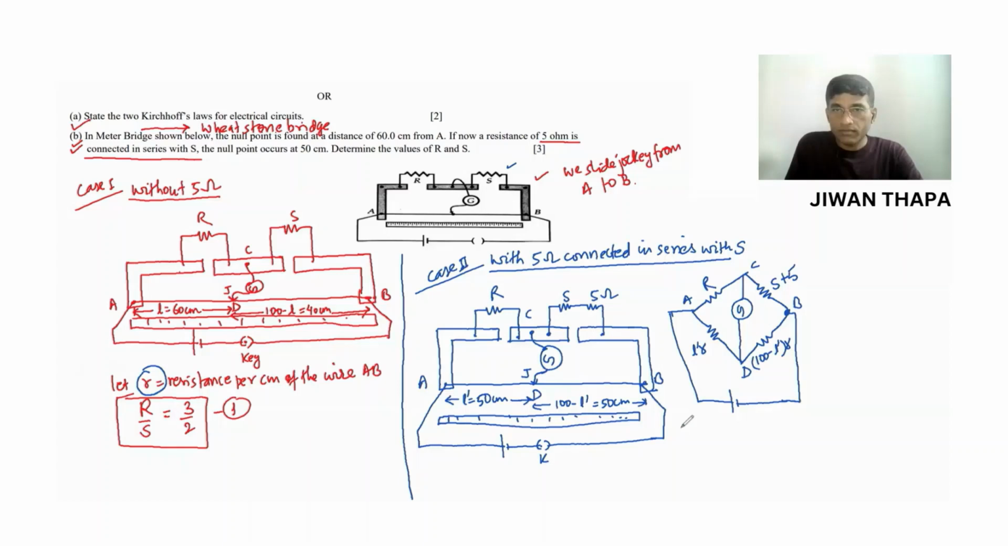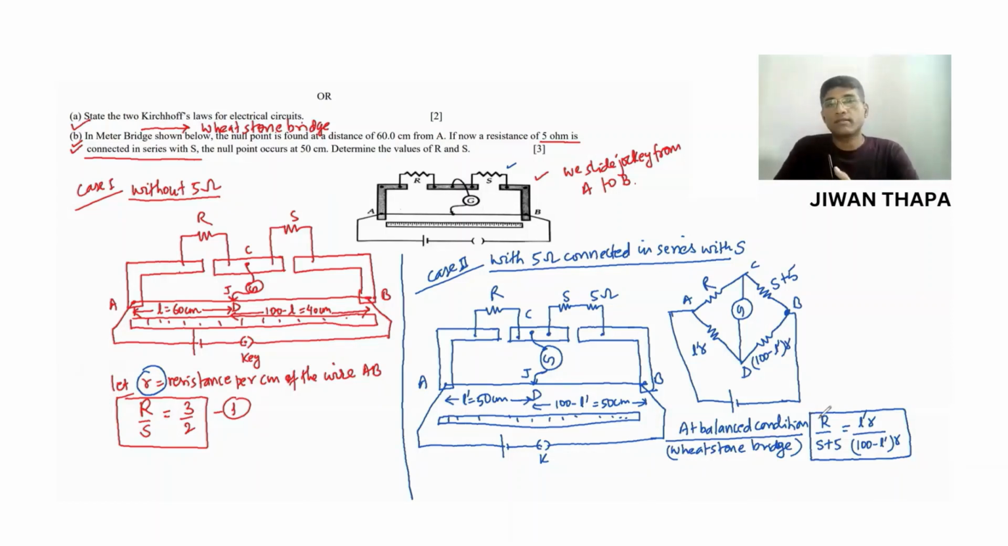So I'm writing over here, at balanced condition of Wheatstone bridge, we get this ratio: R by S plus 5 equals L dash R by 100 minus L dash times R. So we have this.